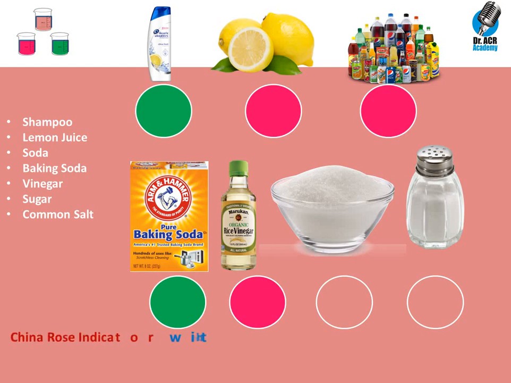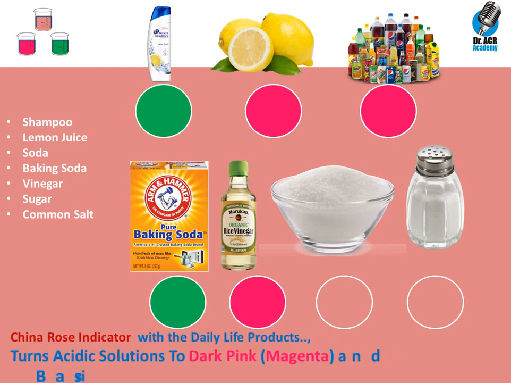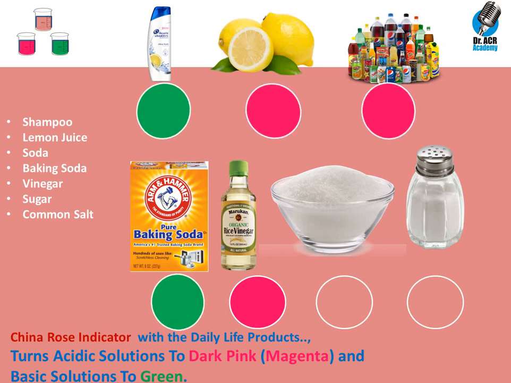Now let's test some items which are used in our daily life. First we'll check shampoo. A drop of China rose indicator on shampoo turns green as it is a basic solution, and when added on lemon juice, it turned magenta, and same on aerated and soft drinks. And when we added China rose indicator to baking soda, it turned green as it is a basic solution. When added on rice vinegar, any vinegar, it turned magenta, and it did not change color when added to sugar and salt.